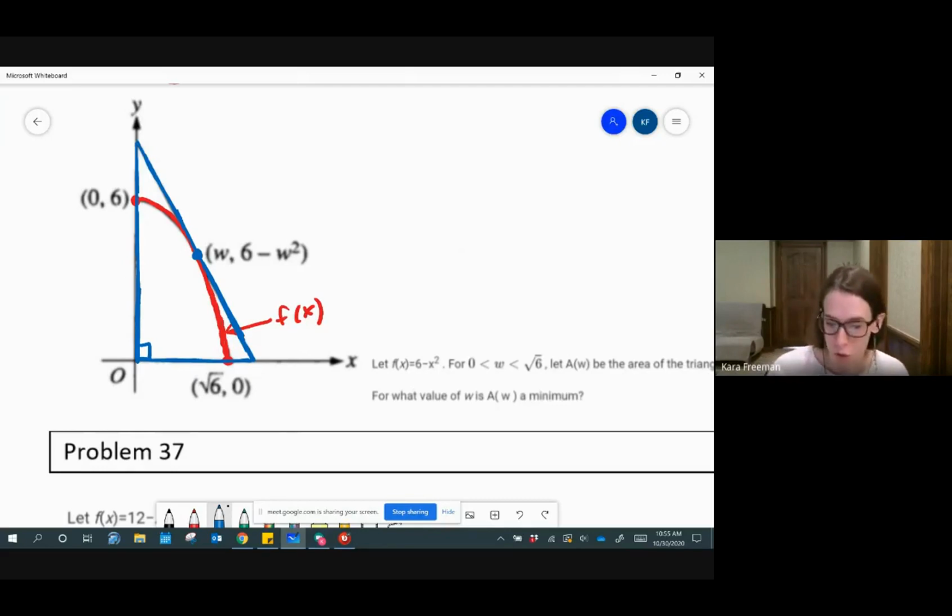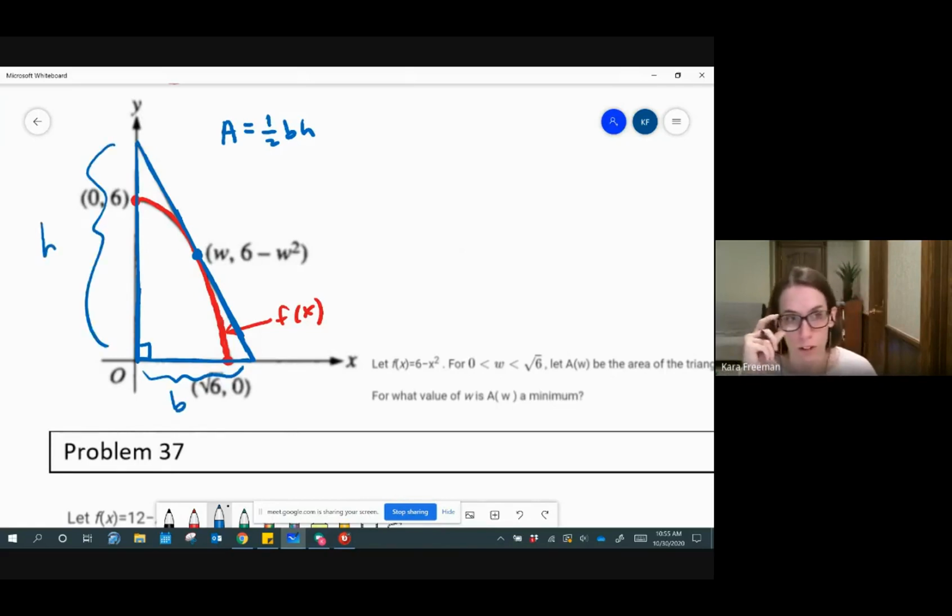So first of all, this is a right triangle. So what's the basic formula for the area of a triangle? One-half base times height, right? Okay, so let's look at this triangle. This is my base, and this is my height of my triangle. But I need to put this all in terms of w, right? It says A of w, where w is some point on this curve between 0 and root 6. So I need to come up with this in terms of w.